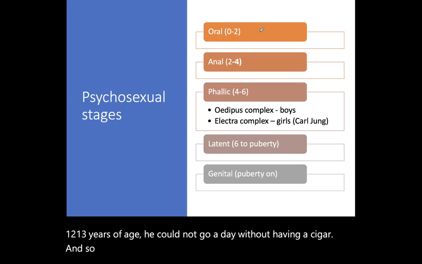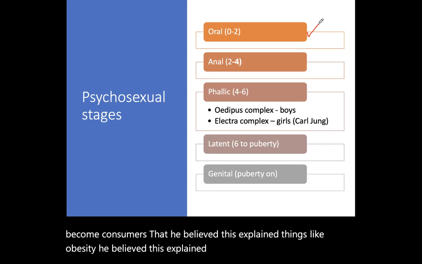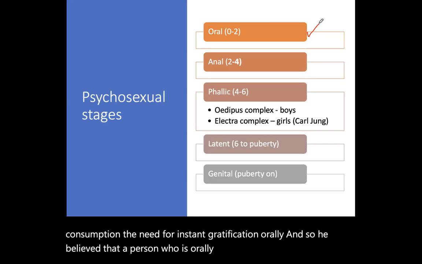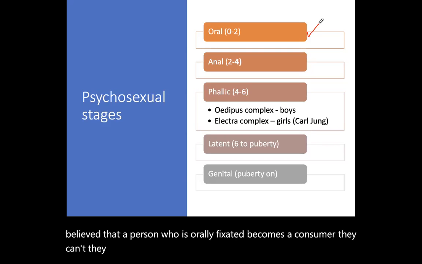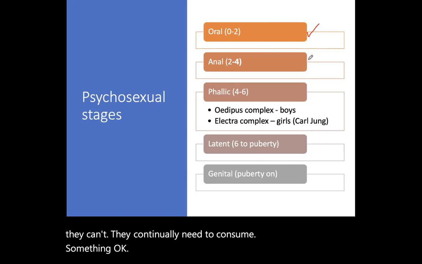And so what he believed is that children who become orally fixated become consumers, that he believed this explained things like obesity. He believed this explained things like addiction, overconsumption, the need for instant gratification orally. And so he believed that a person who is orally fixated becomes a consumer. They continually need to consume something, okay? Now, the next stage of development, he called the anal phase.